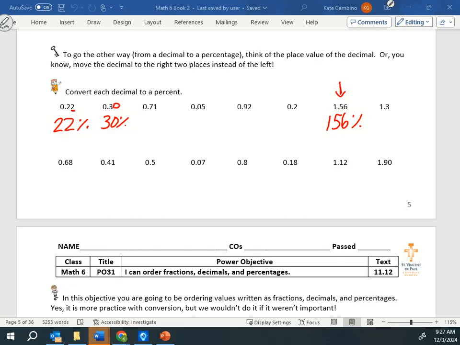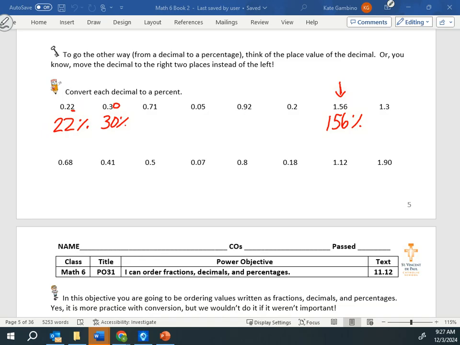Every year I always have a couple of kids that throw the percent sign at the beginning, like a dollar sign. It's not where the percent sign goes. Percent sign always goes at the end. 156%. Any questions on going from decimals to percentages?